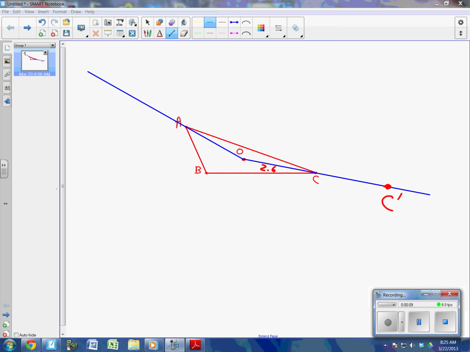For those people at home, to make your dilation for the last 6 problems on that assignment, you draw your line from O through C. You measure the distance O to C. It was 2.6. Our scale factor is 2.